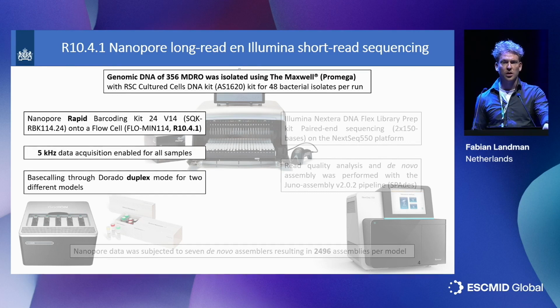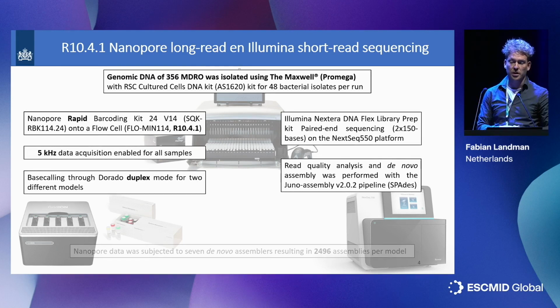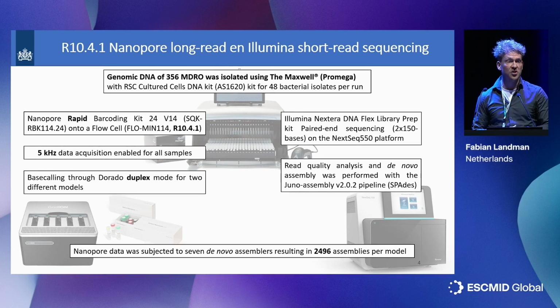We assessed 2 different models, and for one of the models we also used a polishing step, but I will go into detail about that in the next slide. As mentioned, the same DNA we also used for short-read sequencing, for which we used the Illumina platform, NextSeq 550. Read quality and assembly was done by an in-house pipeline, UnoAssembly, which uses the SPAdes assembler. The Nanopore data was assembled with 7 different long-read assemblers. That resulted in almost 2,500 assemblies per model combination that we tested. Because we tested 3 of them, we had 7,500 assembly FASTA files that we wanted to compare to the Illumina output.